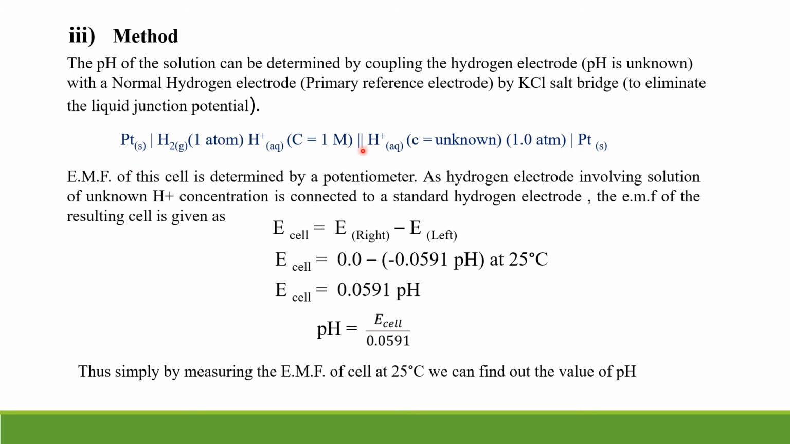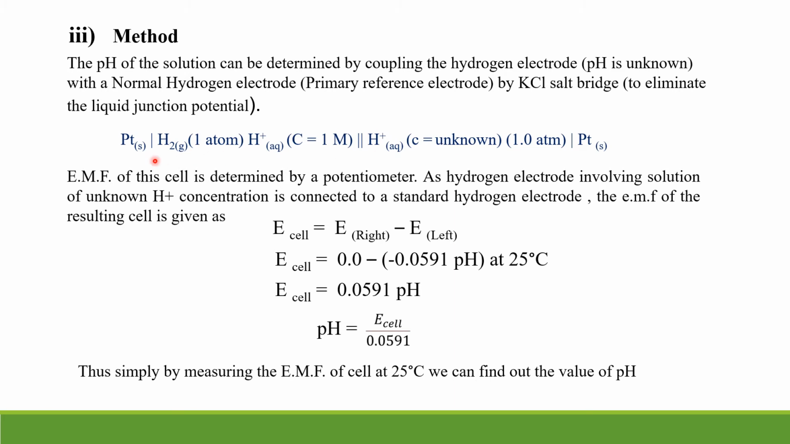So see here, we can represent the electrochemical cell. Here we have set up two half cells. Both of these half cells are hydrogen electrodes. One hydrogen electrode is a standard hydrogen electrode whose concentration is 1 molar, and the other is the hydrogen electrode which is dipped in the solution of which the concentration is unknown to us.